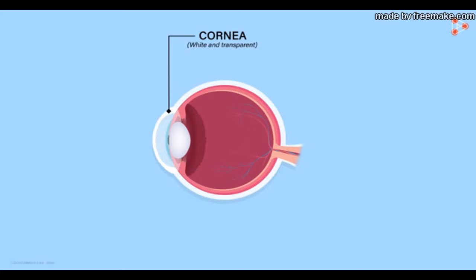It acts like a tough front wall of the eye. What is its function? It protects the interior of the eye from accidents and also does not allow foreign particles to enter the eye. Okay, so this was all about the outer layer of the eye. Let's now talk about the things present inside.